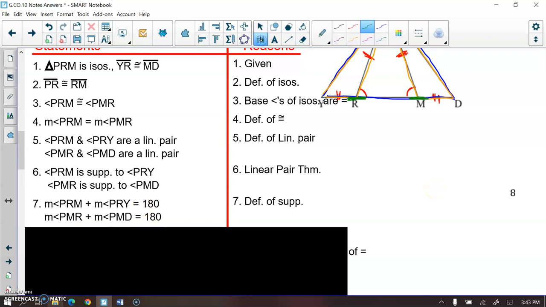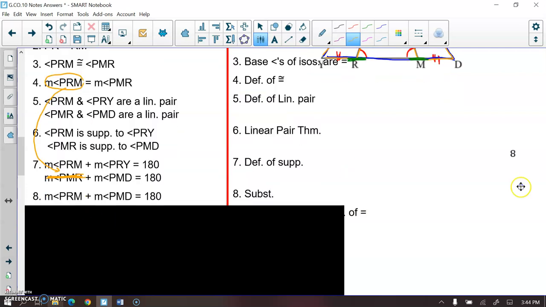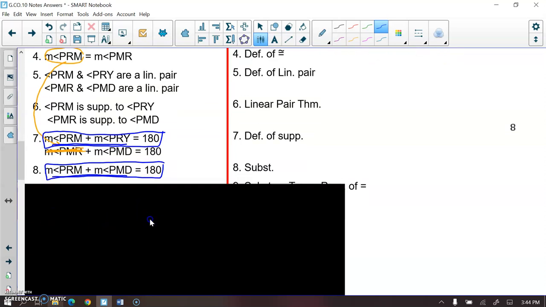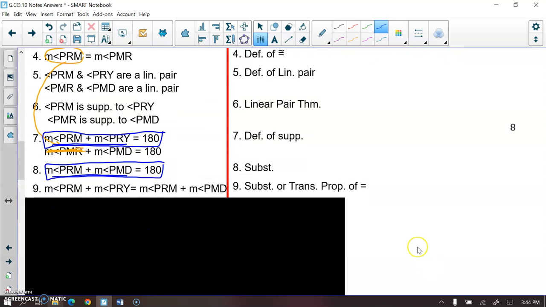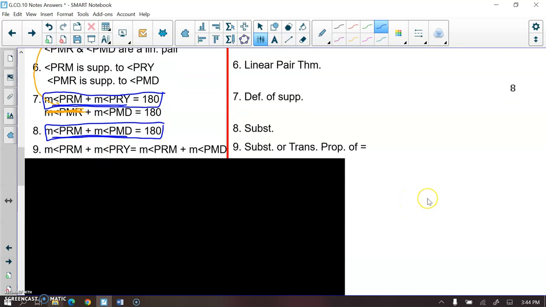And what I'm going to do is, using that definition of congruency above, take this PRM and substitute it in for PMR in this equation here. And I have this. So now using these two equations, both of them are equal to 180. So that means I can set both of these equal to each other. That's substitution, or transitive property of equality.